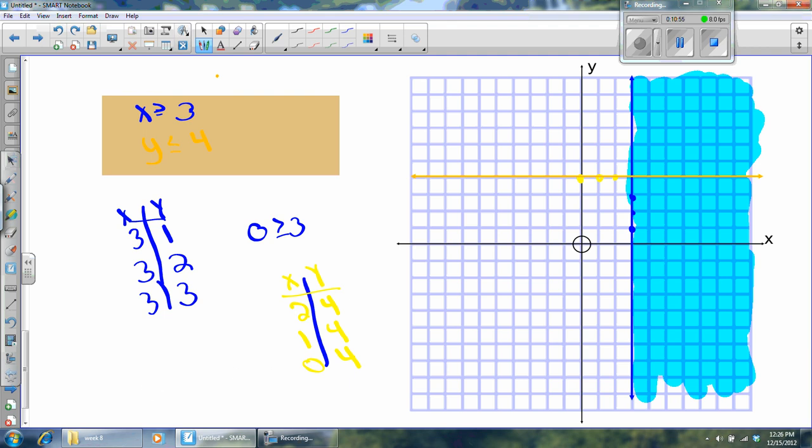0 is less than or equal to 4. That is a true statement, so I will shade below my line, which means oh, fiddle faddle. Gotta get rid of that. I'm going to shade down here. And you can see the green region is the place where both inequalities are satisfied. It's all the solutions for both at the same time.